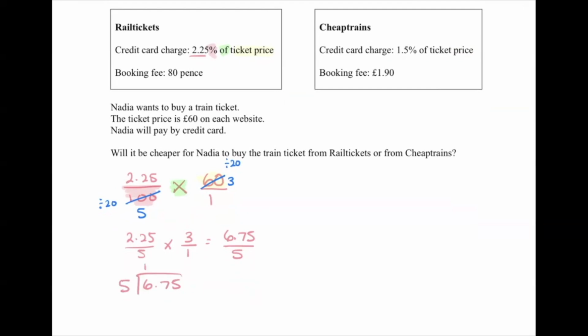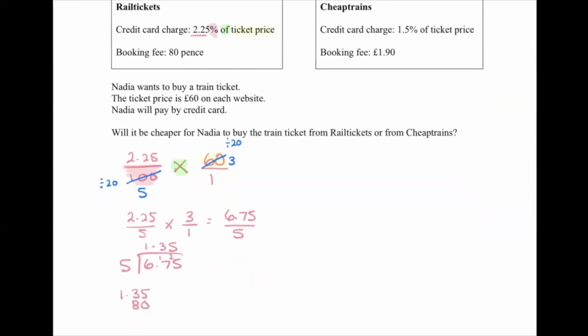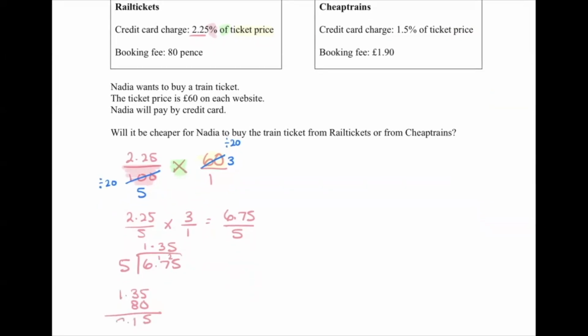5s into 6 go 1, carry the 1, but there is a point, so bring it up. Then it goes 3, remainder 2, and 5. So 2.25% of the ticket price is £1.35. There's also that booking fee of 80 pence. So 1.35, add on the 80, and we've got a final price of 2.15.